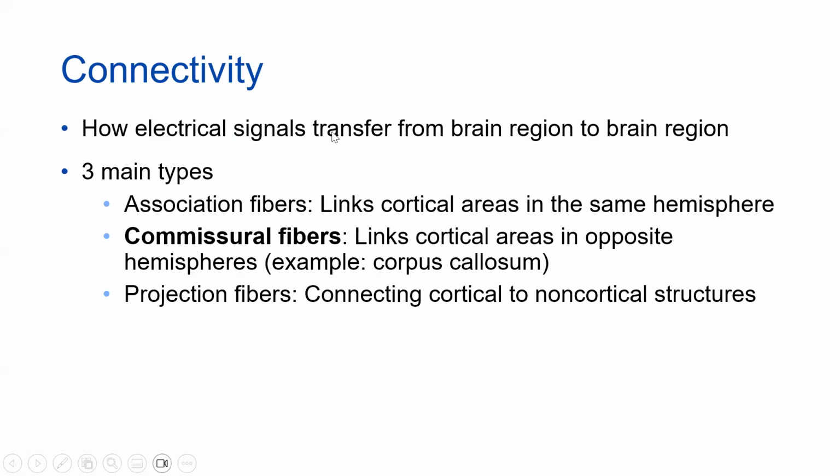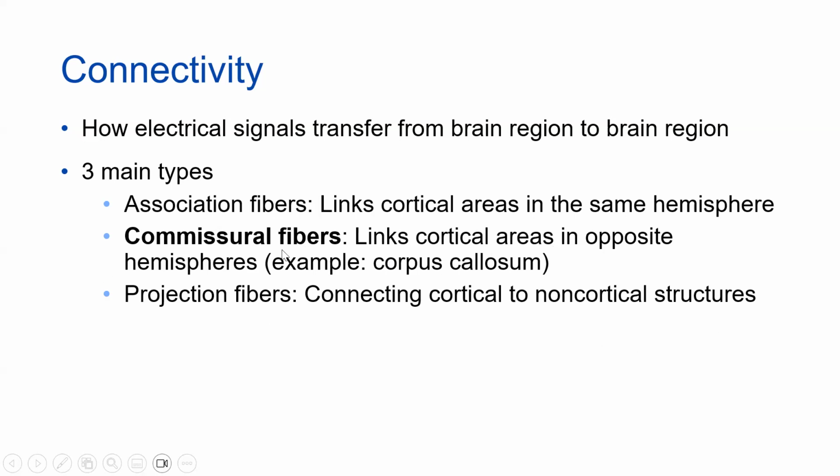So now we'll briefly get into connectivity. This refers to how electrical signals transfer from brain region to brain region. There are three main types of fibers that allow for this transfer of signals. There's association fibers, commissural fibers, and projection fibers. We really just want to focus on commissural fibers, but just for your information, association fibers link cortical areas in the same hemisphere. Commissural fibers link cortical areas in opposite hemispheres, and projection fibers connect cortical to non-cortical structures.